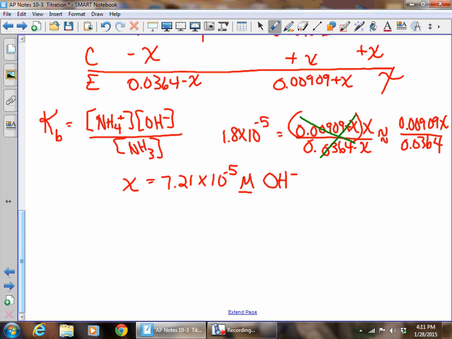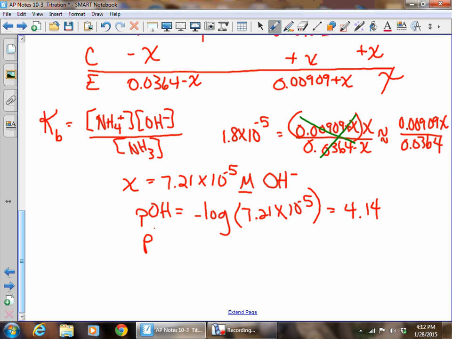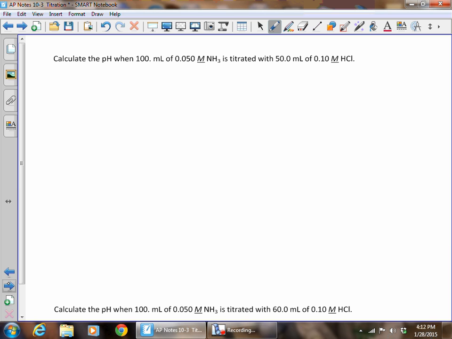It wants the pH. We can't get that directly, but we can get the pOH as the negative log of this, which is going to give us a pOH of 4.14. pH, of course, is going to be 14 minus that value. So our pH is going to be 9.86, which is a value that we would expect given that we're starting out with a weak base and we haven't reached the endpoint yet. So let's go forward and look at what happens when we do reach that endpoint.